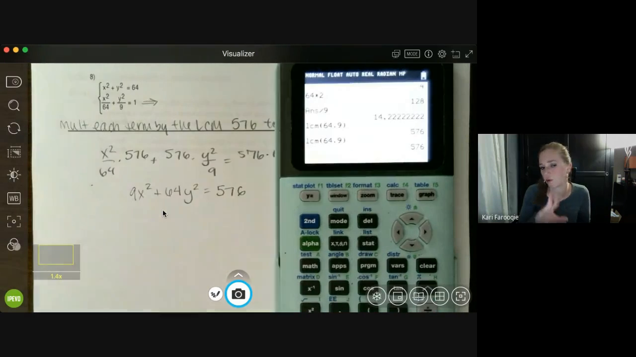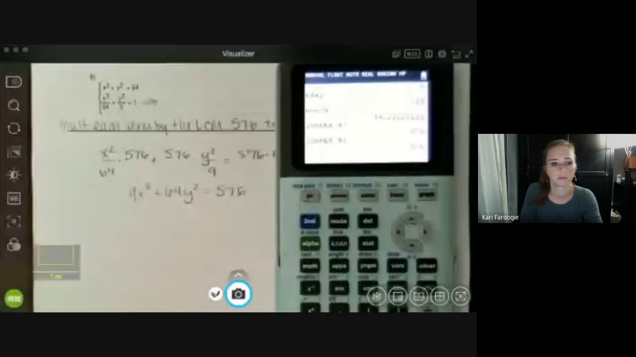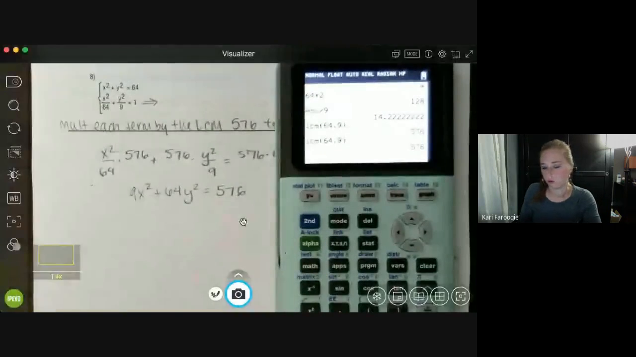You can always just multiply 64 and 9. That's not always going to be the least common multiple. In this case, it is, but it won't be the least in every case, but that's okay. You can just further simplify it. Did I answer your question, Ben? Yes. All right, now you guys get cracking.